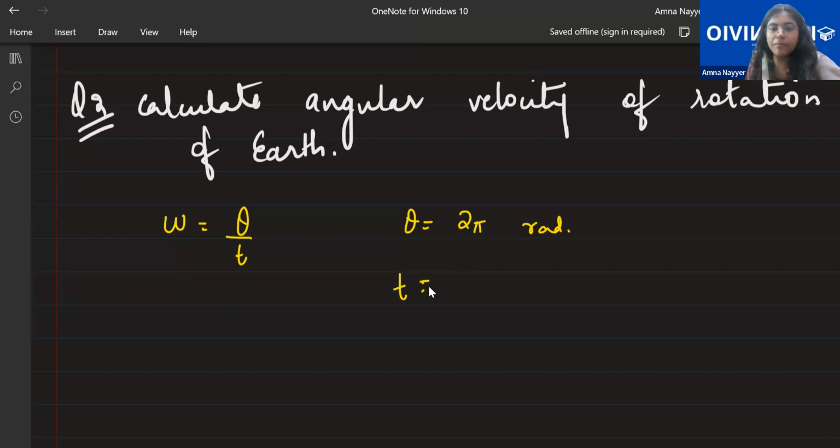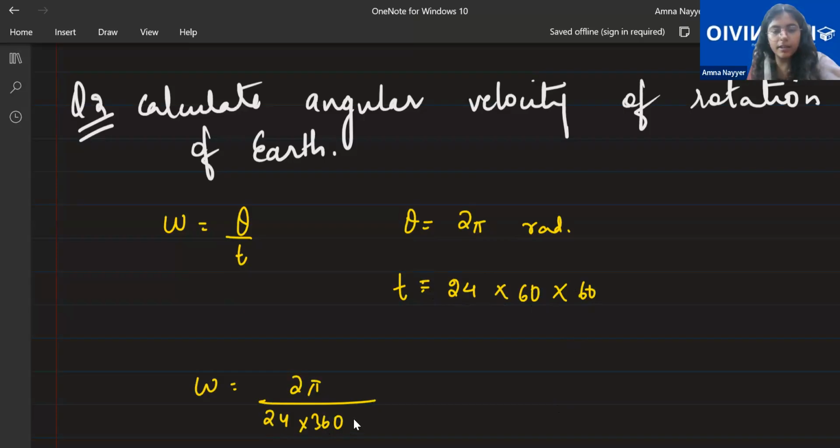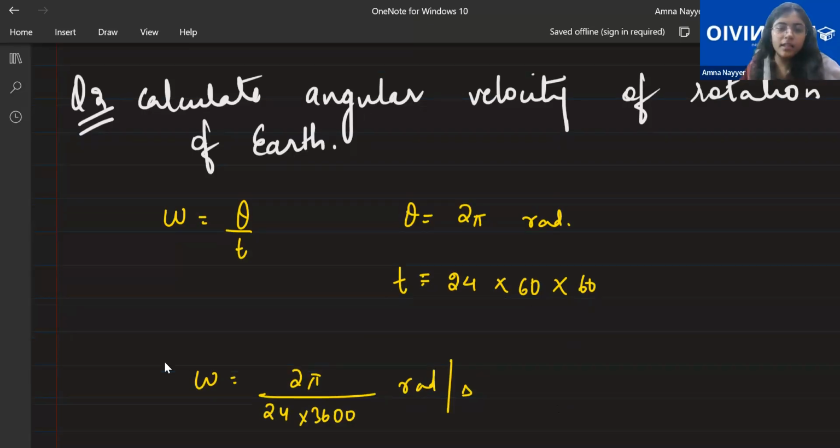Now coming to the time. This is talking about the rotation. So one rotation of Earth means 24 hours, means this much of minutes, this much of seconds. Yes. So omega will be 2 pi divided by 24 into 3600 radian per second. So this value I don't remember. You can calculate and check. Okay. We'll see some other questions. Please write it. Yes.